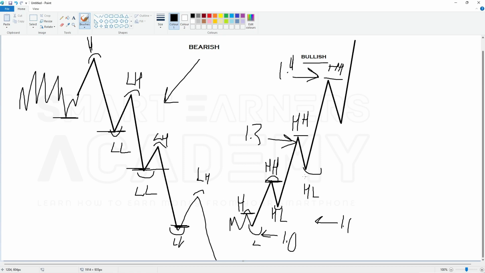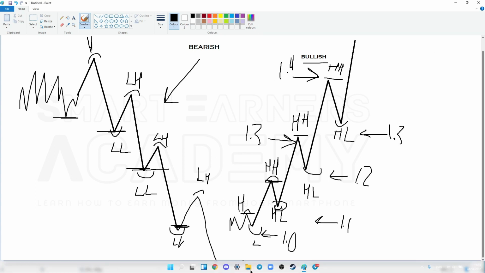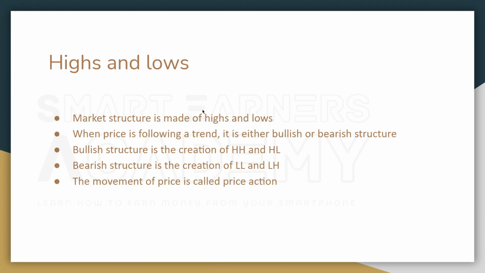Why? Because this is another low, but it is higher in price than this low over here, right? And so this could be 1.2, for example. And then again, this is another higher low, and then this could be 1.3, for example, right? And that is just the simple idea of structure. So now let's move on to some charts to further explain exactly what's going on here.